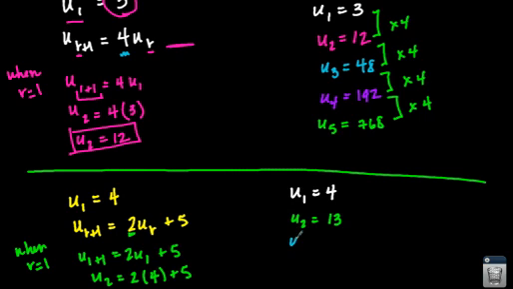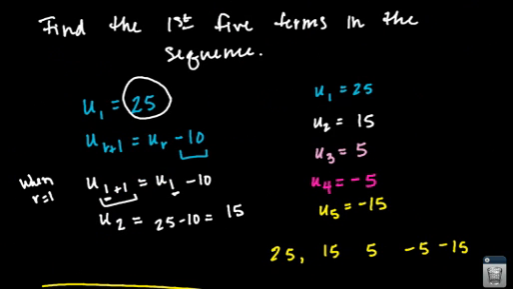Okay? So u sub 3, we're going to do the same way. We take this number and multiply it by 2, so that's 26, plus 5 is 31. U sub 4: times by 2, that's 62, plus 5 is 67. And finally u sub 5: 67 times 2 is 134, plus 5 is 139. Let me just double check. Yeah, that's right. So that's how you find the first 5 terms when given an inductive definition.